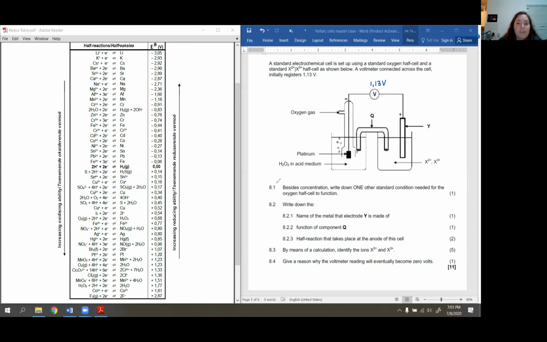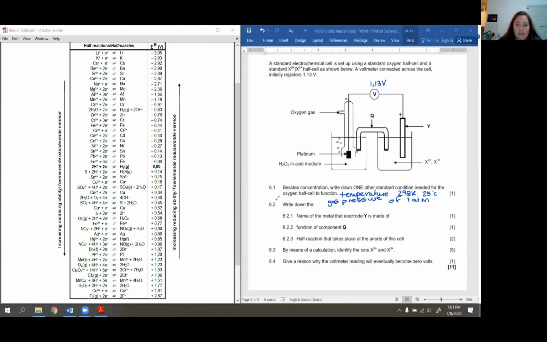Okay, so question 8.1. This is another very similar question. I think these came from two exams, one after the other. It says, besides concentration, write down one other standard condition needed for the half cell to function. I don't think I'm going to make you do that again, but if you remember, it was either a temperature of 298 Kelvin or 25 degrees Celsius, and a pressure because we have gases. Please don't talk about gas pressures when we don't have gases. So it's a gas pressure of 1 atmosphere.